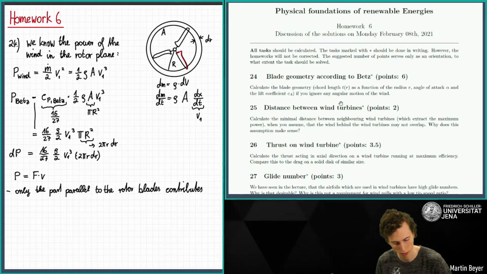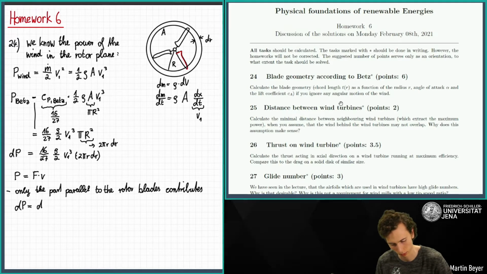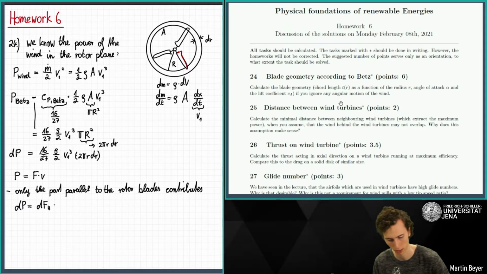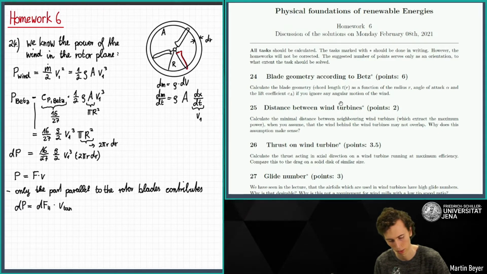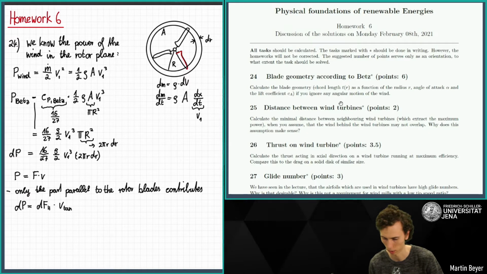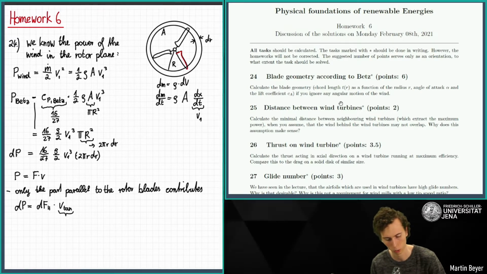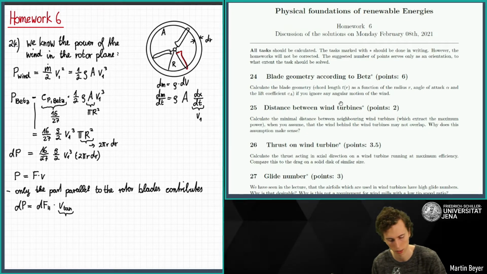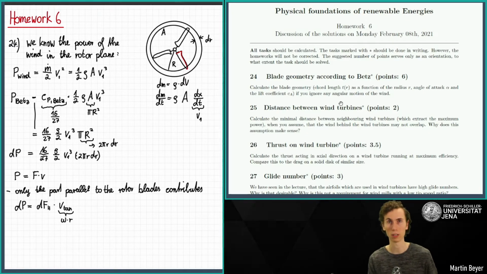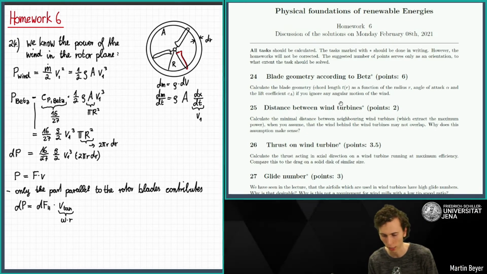Okay, and this means that the power we are looking at is just the parallel part dF times the velocity, so the velocity of the rotor blades, or of the wind in there. No, actually it's the velocity of the rotor blades. And as we know, for a certain distance r from the center, this is just omega times r, assuming that our rotor blades are rotating with an angular velocity of omega.